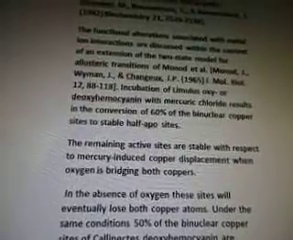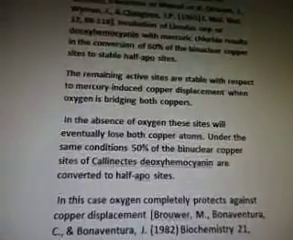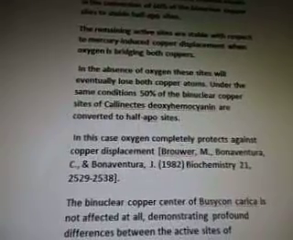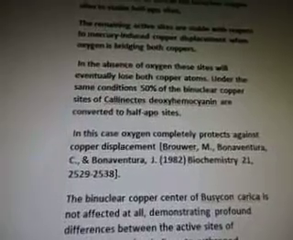Incubation of Limulus oxy or deoxyhemocyanin with mercuric chloride results in the conversion of 60% of the binuclear copper sites to stable half-apo sites. The remaining active sites are stable with respect to mercury-induced copper displacement when oxygen is bridging both coppers. In the absence of oxygen, these sites will eventually lose both copper atoms. And we have copper atoms in our formulas, right?